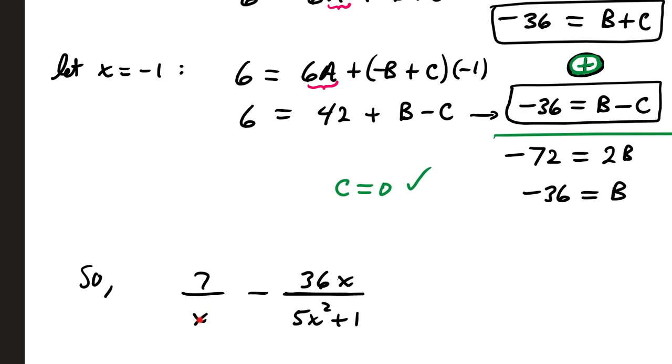We had a over x. A was 7, so our first fraction is 7 over x. And then we had plus bx plus c over this denominator. Well, bx is negative 36x. C was 0, so we just don't have a constant to write. And then this is the decomposed form of the original problem.